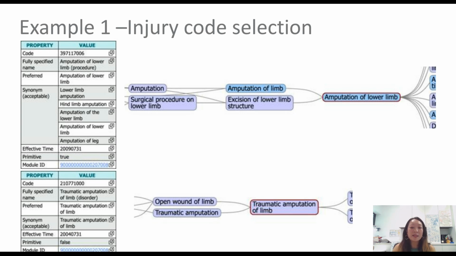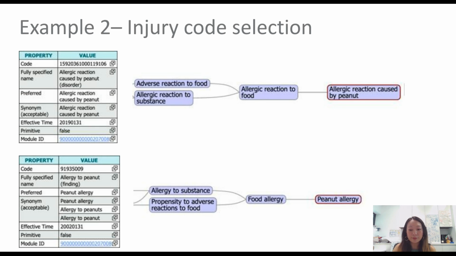Another example of this that we saw when we were constructing the injury codes and speaking to some of the SMEs, the amputation of limb here, you can see one is a procedure and one is a disorder. But when it's presented to the users as amputation of limb and traumatic amputation of limb, the user's not really able to tell whether one is a procedure and one is actually the disorder.